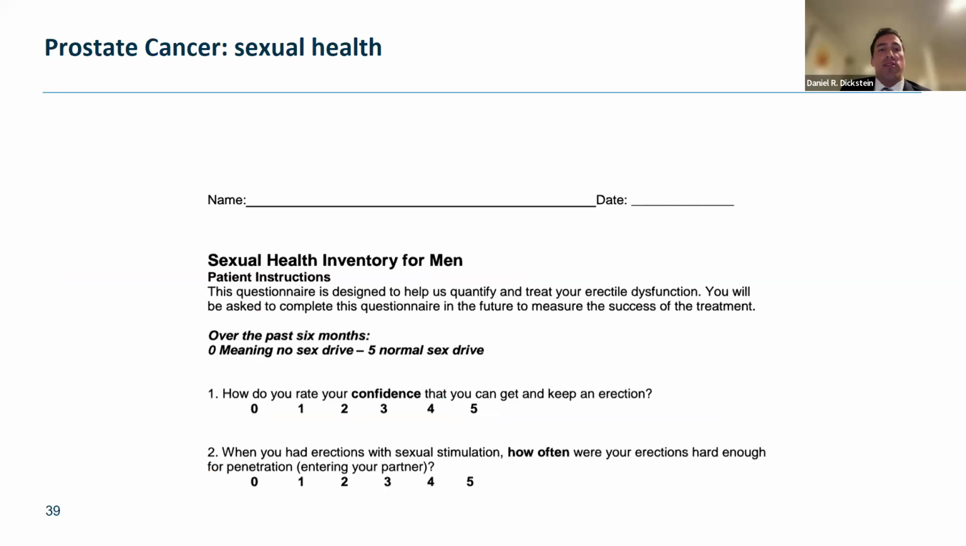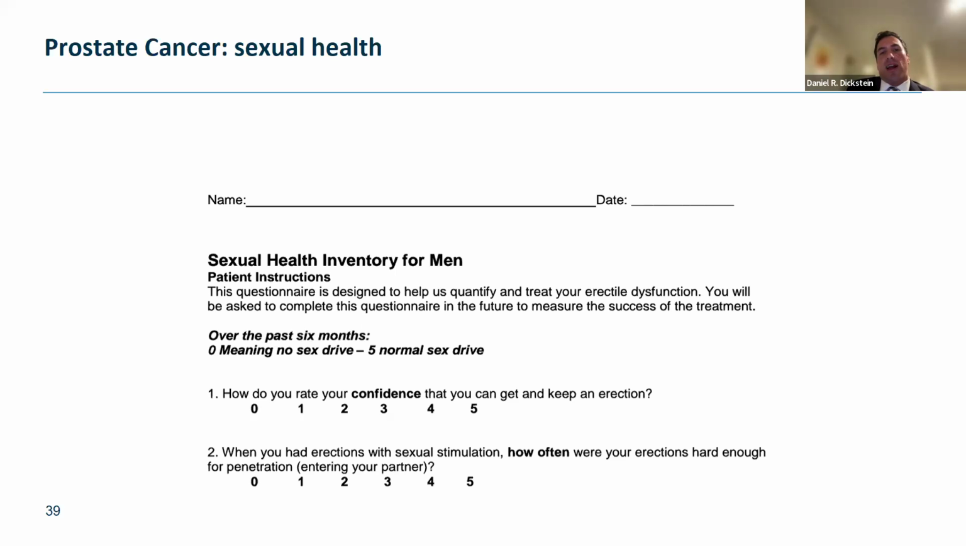With regards to sexual health, up to 95% of prostate cancer survivors complain of some degree of sexual dysfunction after prostate cancer treatment. And 50% of those patients say that the impact is moderate to big on their quality of life. As physicians and caretakers, we hand out a form called the Sexual Health Inventory for Men, the SHIM. On all visits, patients fill it out.